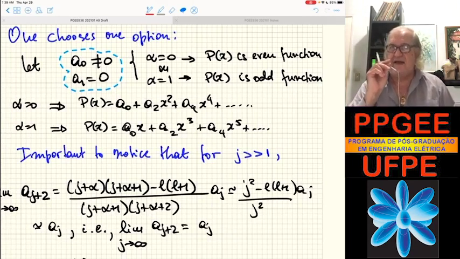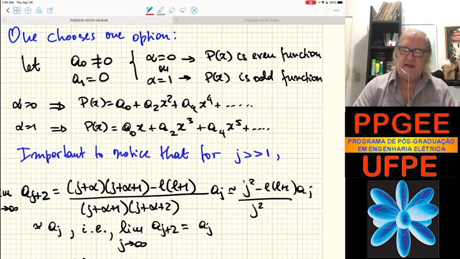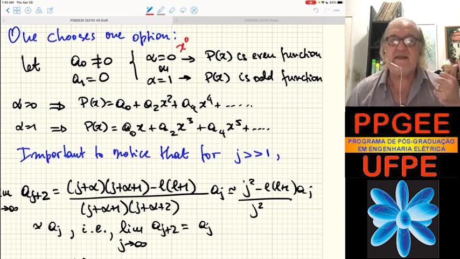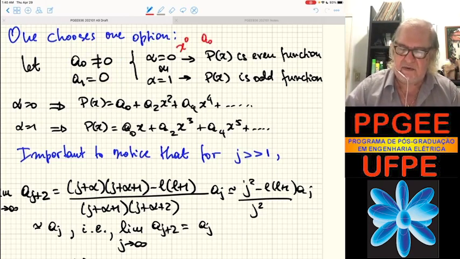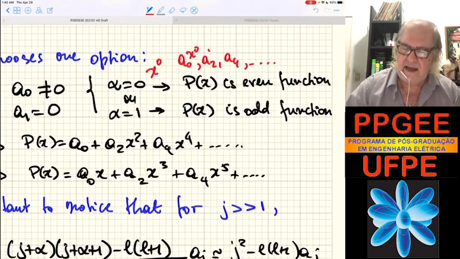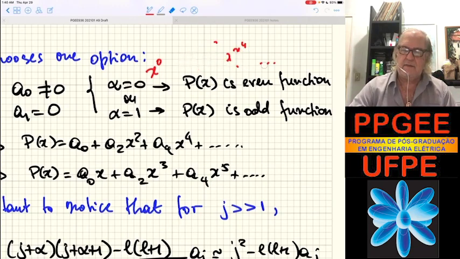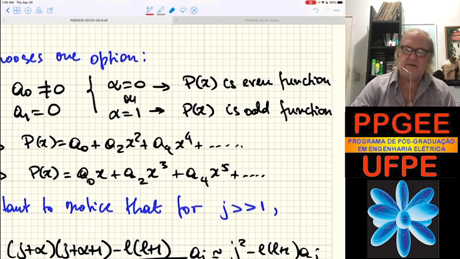So recall that alpha is the lowest power of the power series, right? Alpha equals 0 means that the power starts at the term x raised to the 0 power. Then, because A1 is 0, you're going to have A0, A2, A4, etc. So you're going to have x to the 0 power, x to the second power, x to the fourth power. So if I make the first choice alpha equals 0, we have an even function, right?